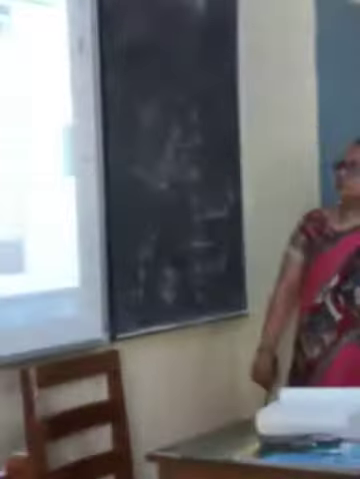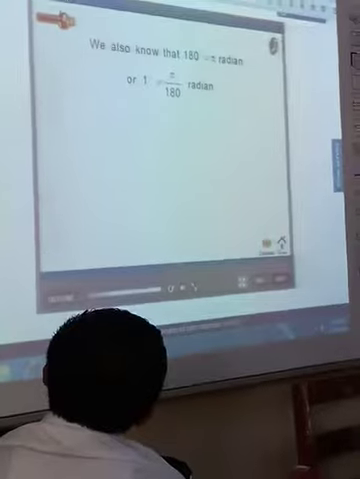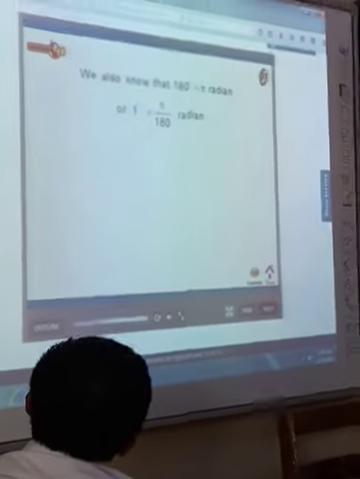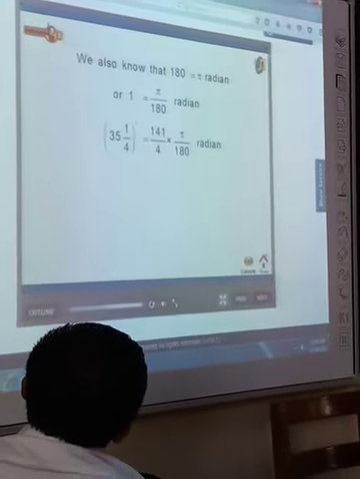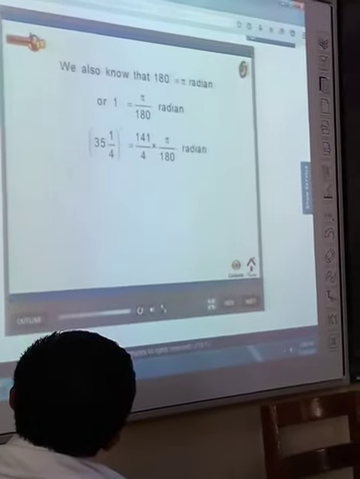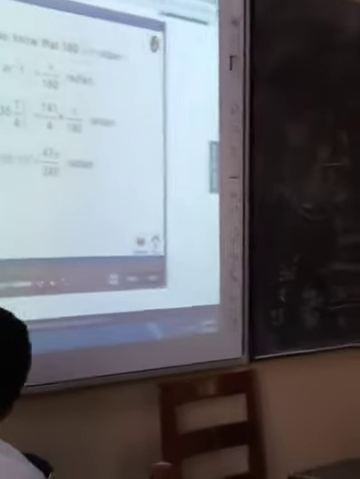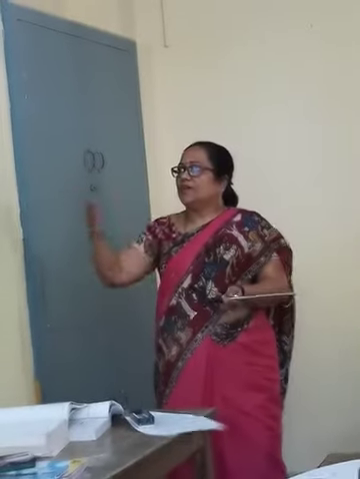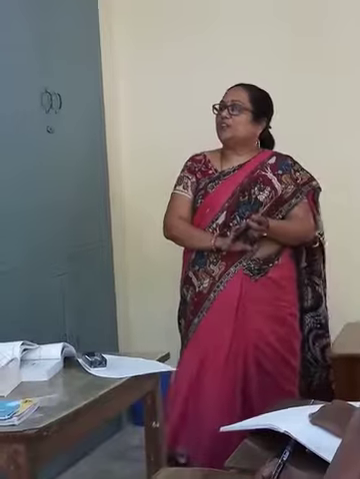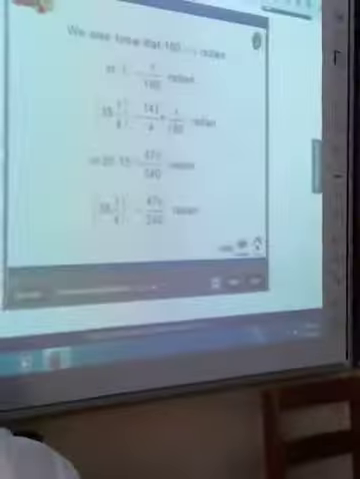Now we know that 180 degrees is equal to pi radians, or 1 degree is equal to pi upon 180 radian. Hence, 35 and 1 by 4 degrees can be expressed in radian measure in the following way, and is equal to 47 pi upon 240 radian. Make a note of this. So what do we do now? 35 1 by 4 degrees we are converting to radians.